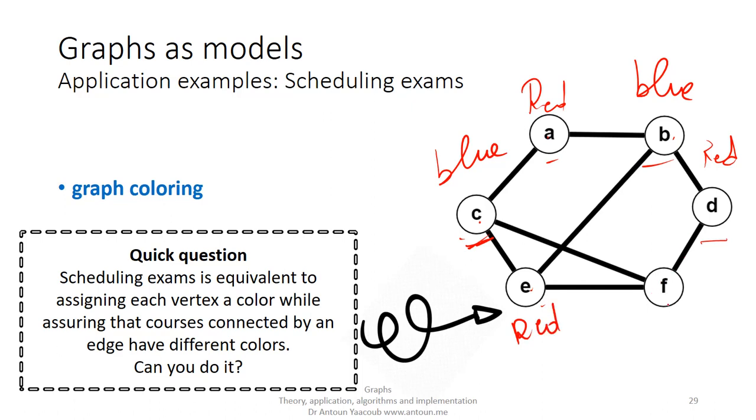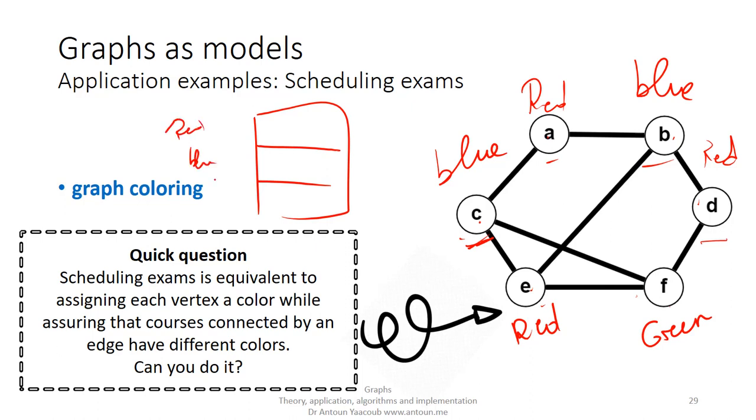And then I have F. It's connected to a red and a blue, so obviously I cannot color it red and I cannot color it blue. I need to use another color, for example, green. So I have 3 colors, which means I can schedule the exams in only 3 sessions. I will place, for example, the red first, then blue, and green.